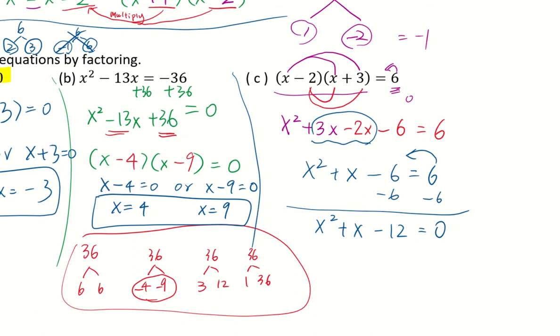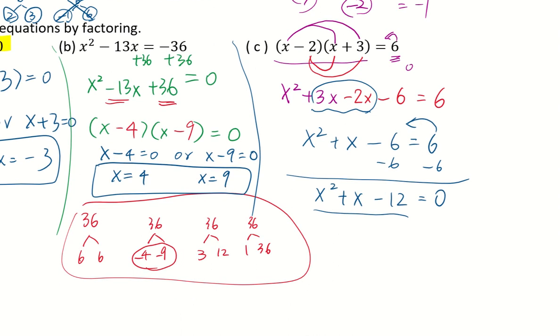Okay, now all we have to do is factor the left side. Well, it is in the form of x squared plus bx plus c, so if it is factorable, it will be in this form. The two numbers we're looking for will multiply to be -12 and add up to be positive 1.